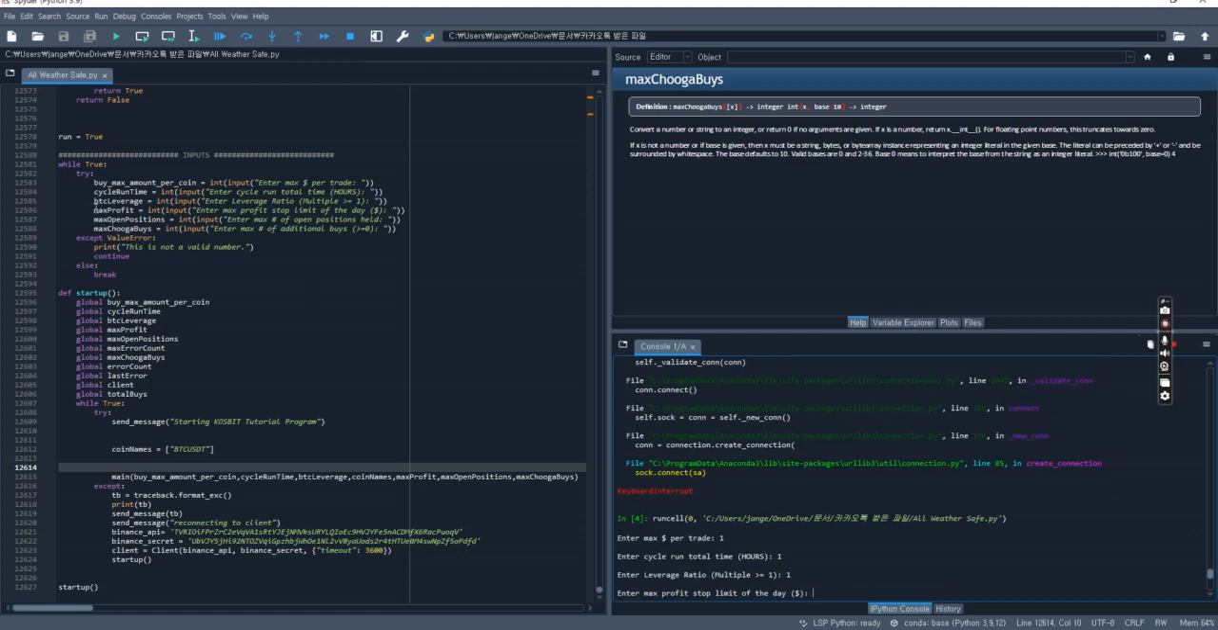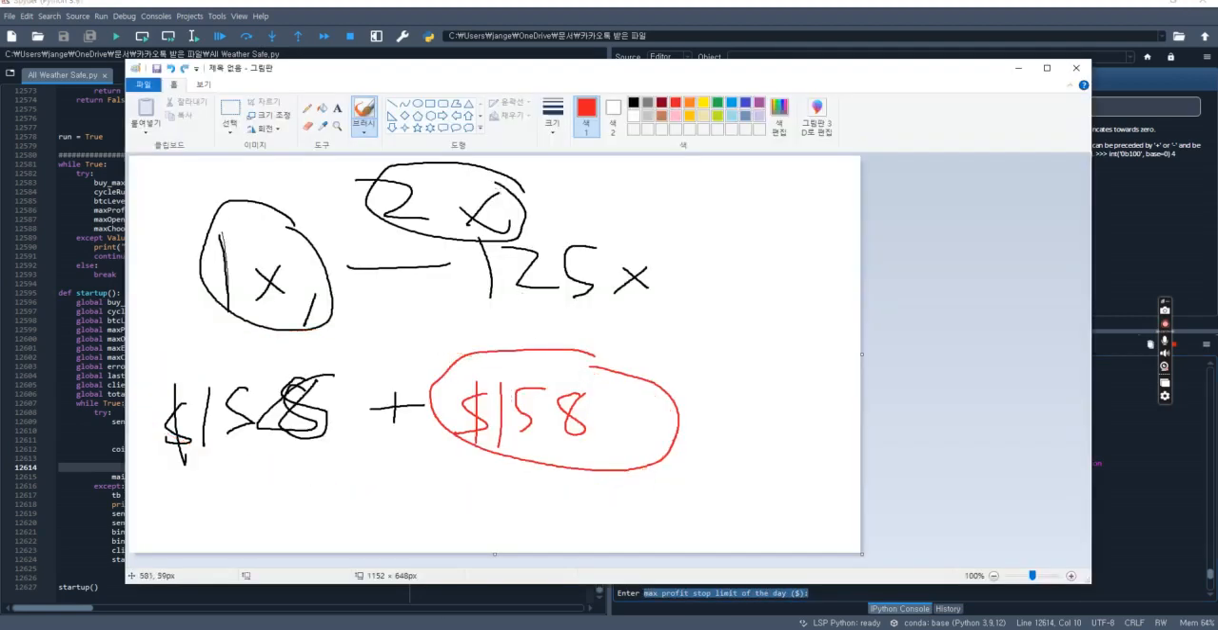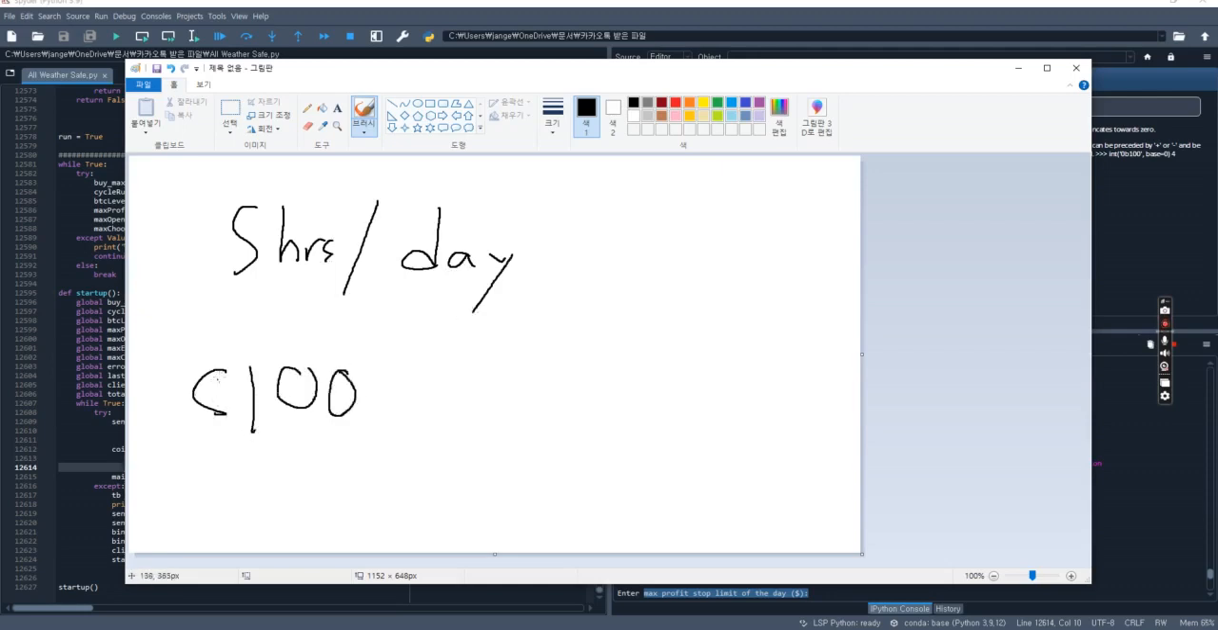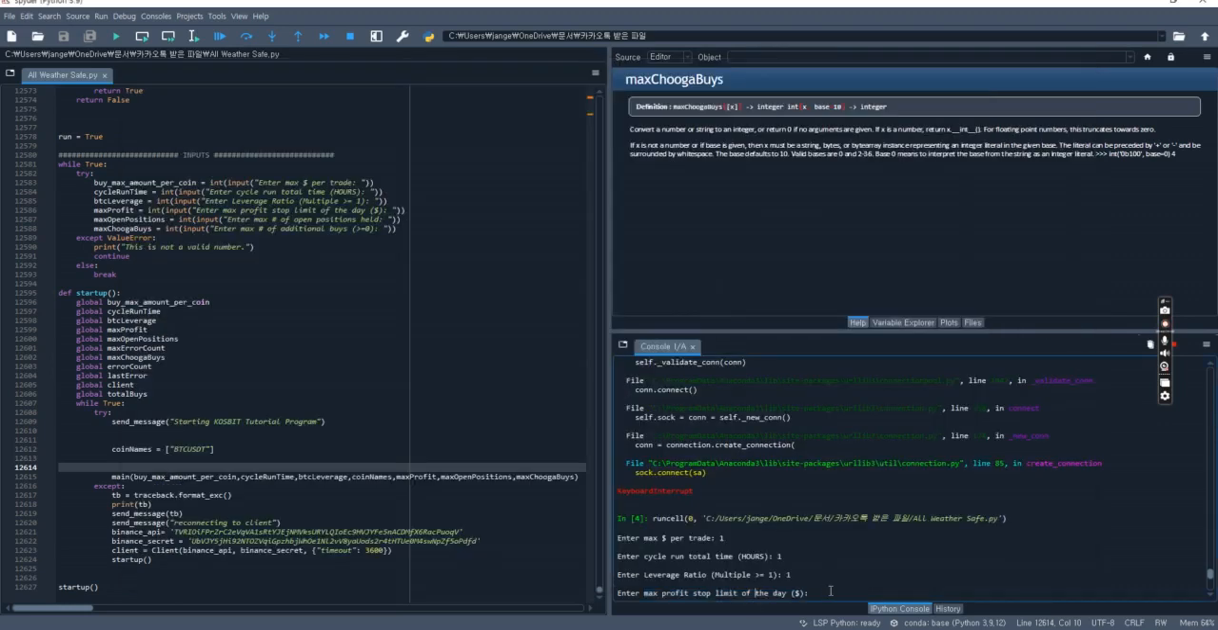Okay. The next one is max profit stop limit of the day. What this means is, say you want to run the program for 5 hours a day, and you want to earn $100 per day in profit. This is exactly what this is. Say I want to earn $50 per 1 cycle, I will just input 50, and the program would just stop after it reaches this profit. So it's a really useful feature if you don't want it running forever. Okay, so I'll just input maybe $10.